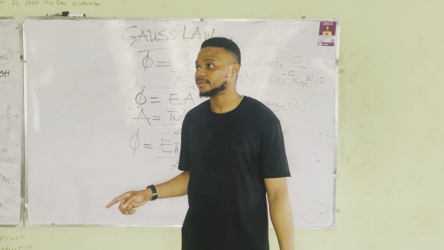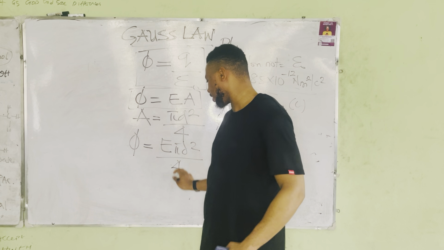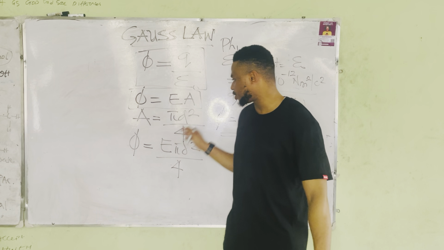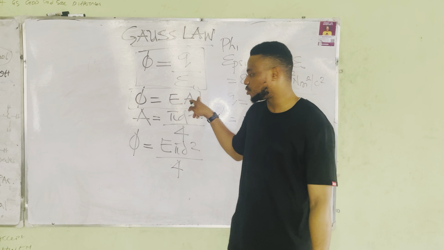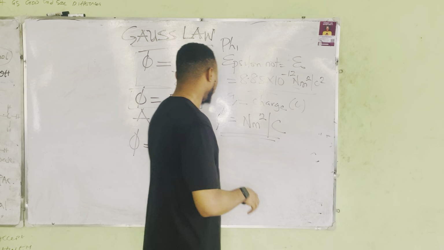Sorry, this over 4. Take that correction: this over 4. By the time we substitute this into A, that's over 4. So now that is that.